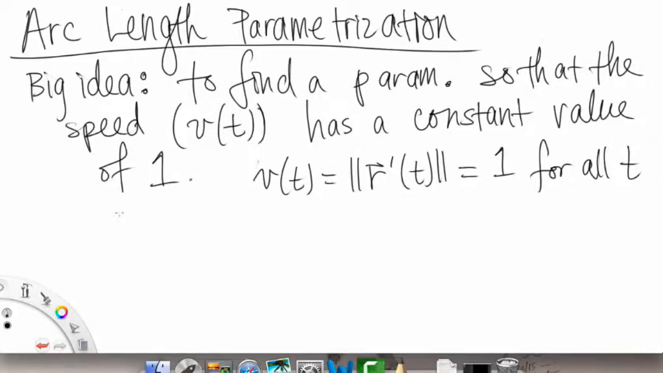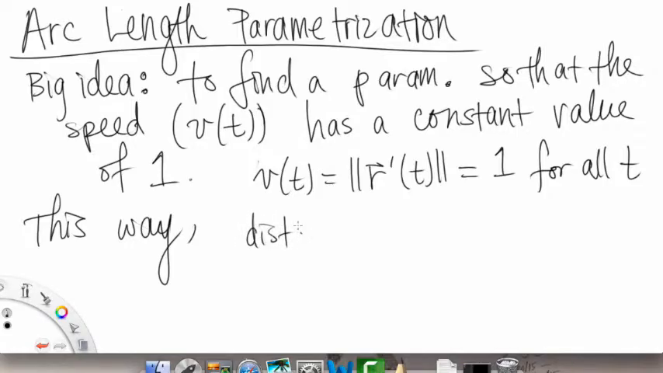And why are we going to do this? Because we feel like it, kind of, because this way, this is what happens. This is why this becomes so convenient later on. So then our distance traveled, our arc length, right?